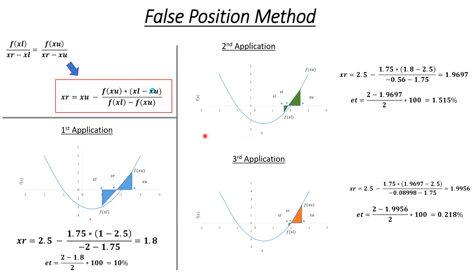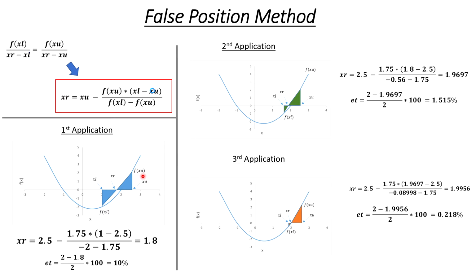What's different with the false position is that it actually takes into account the function value of the upper and lower limit. Because the idea is, for example, if the function value at the lower limit is less than the function value at the upper limit, it's logical that the root should be closer to the lower limit than it is to the upper limit. So this is what the false position method takes advantage of.